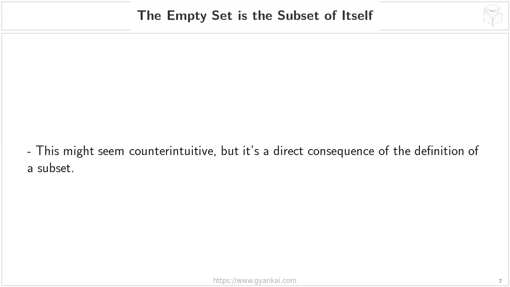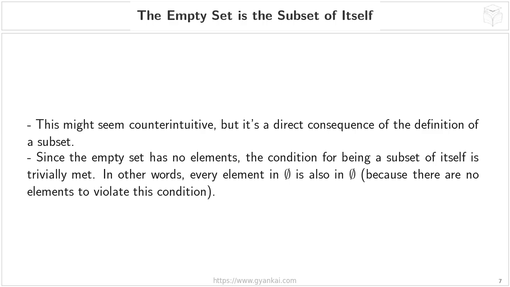But it's actually a direct result of how we define a subset. Remember, for a set to be a subset of another, every single element in the first set must also be present in the second set. Now, consider the empty set. It has no elements. Therefore, the condition for being a subset of itself is, well, trivially met. What that means is, we're saying every element in the empty set is also in the empty set. And because there are no elements in the empty set, there's nothing that can disprove that statement.